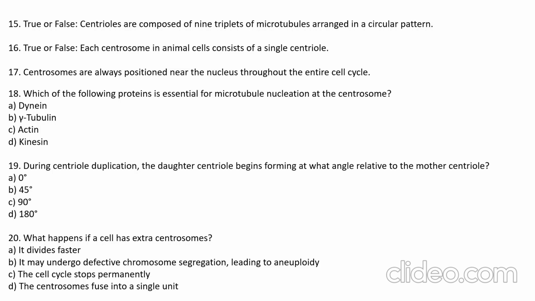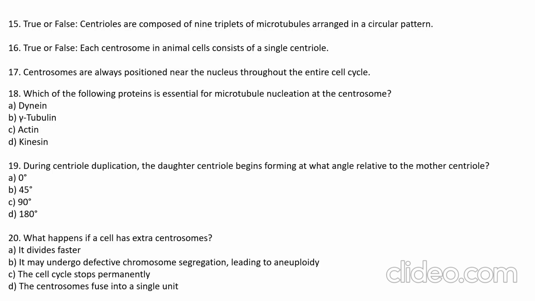Basically, aneuploidy, as you know, is a condition where after division you can have cells that have an abnormal number of chromosomes. You can have an extra chromosome or a couple of extra chromosomes, or one could be missing. So if it somehow manages to cross all of the checkpoints and have this extra centrosome and that's not detected, then indeed it can undergo defective chromosome segregation and that could lead to aneuploidy.